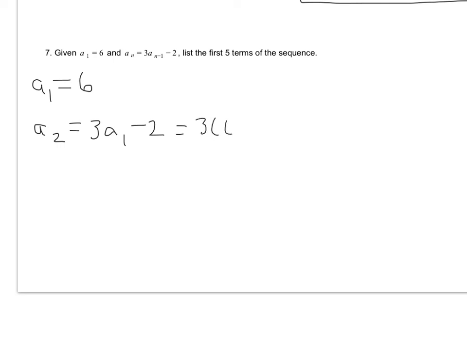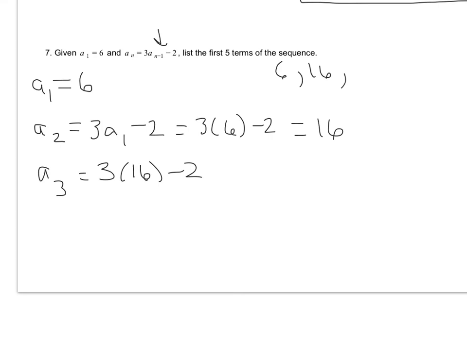So this is going to be 3 times 6 minus 2, because I'm multiplying 3 times the term before, and I'm subtracting 2. That's 18 minus 2, that's 16. So far my sequence is 6 and then 16, and now I'll do it again. A3 is going to be 3 times the previous term, which was 16, minus 2. 3 times 16 is 48, and 48 minus 2 is 46. So 46 would be my third term.